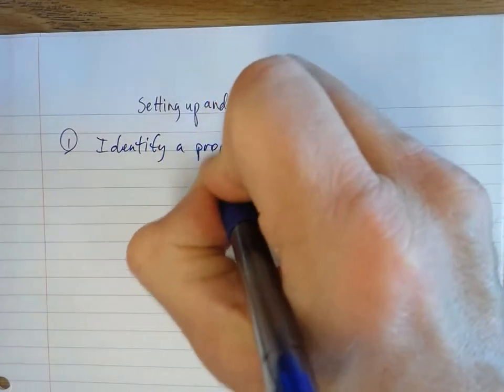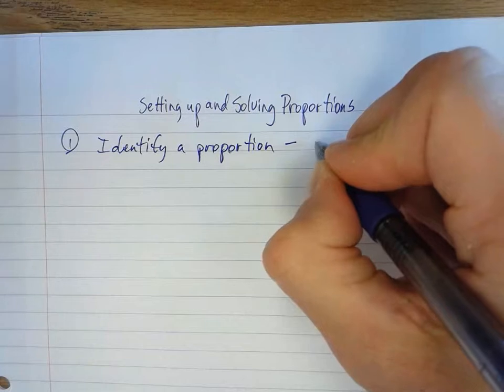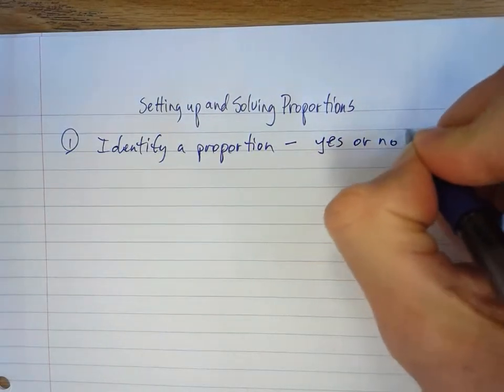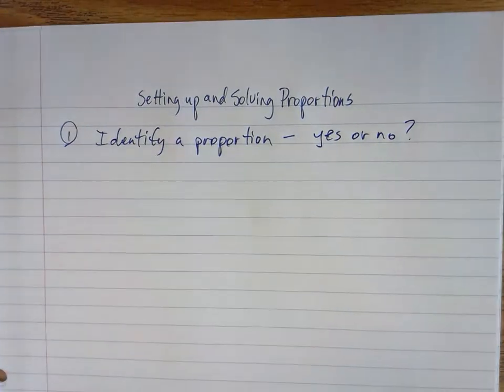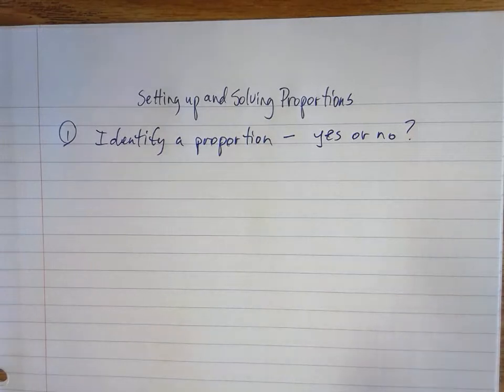A proportion. That means either you're going to figure it out and you're going to say yes or no. Alright, so you're going to do a little math work here, and then at the end you're going to give me a little yes or no answer whether it's a proportion or not. Okay? So how you figure that out? How do you find out if it's a yes or no?